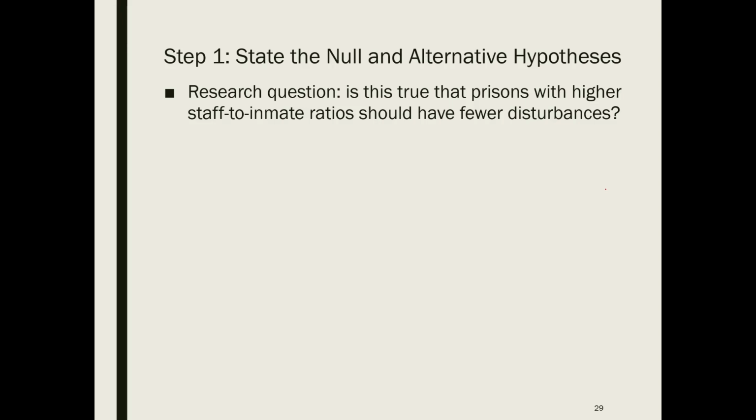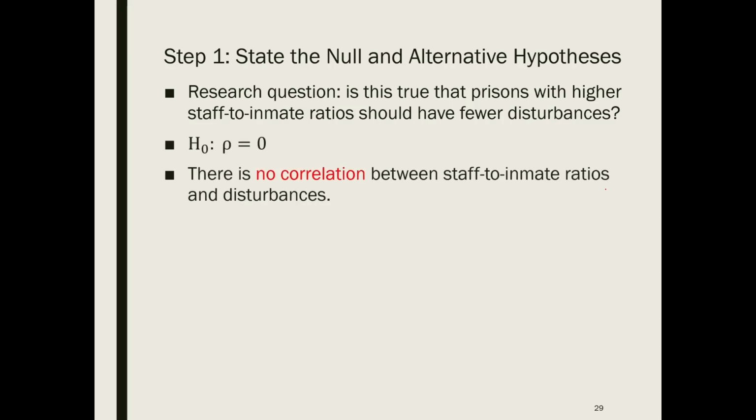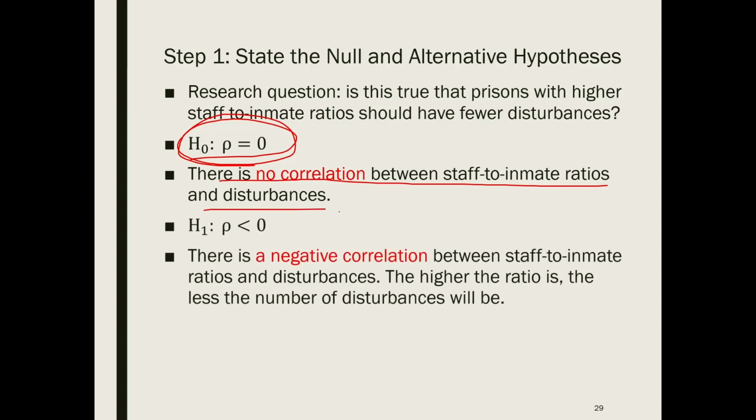Again, we use the 5 steps. So step 1, rho equals 0. It's not going to change. The null hypothesis is always that the population correlation is 0, so there is no correlation. What is the alternative hypothesis? Because the research question is that prisons with higher staff have fewer disturbances, as one increases the other decreases, so this is a negative correlation.